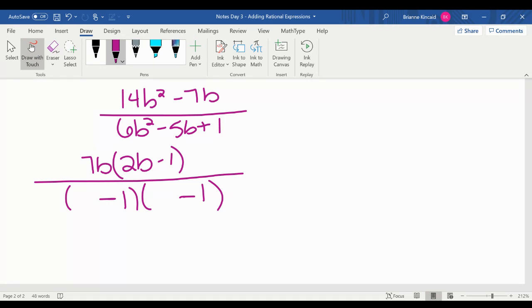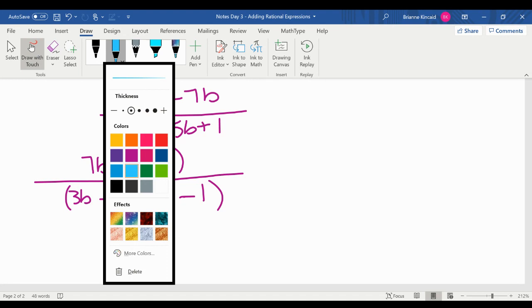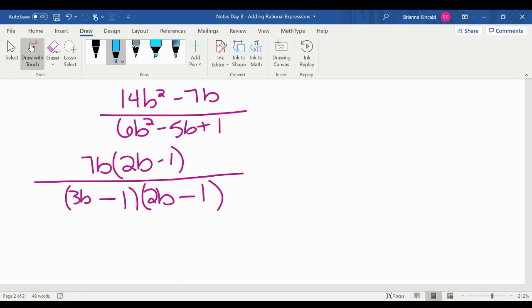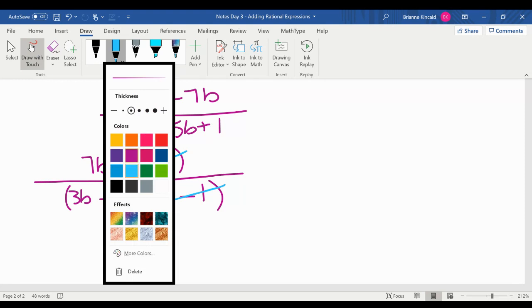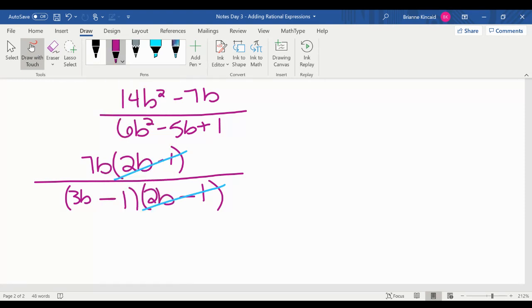We have options to get to 6. That's going to be 6 times 1 or 2 times 3. If we have 6 and 1, that's going to give us 7 in the middle here. We want it to be 5. So it's going to be 3b minus 1 and 2b minus 1. From here, we can go ahead and eliminate. So I'm going to cross out 2b minus 1 from both the numerator and the denominator.